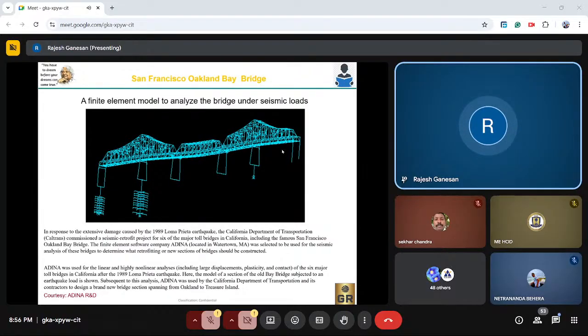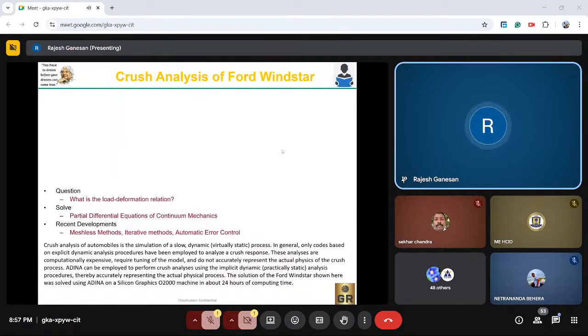Once again, using Adina software, they compared the earthquake range and the load acting on the bridge. Everything they compared, and they designed the components based on that. So these are the two things they did, and they successfully overcame the failure. Okay, this is one of the case studies.